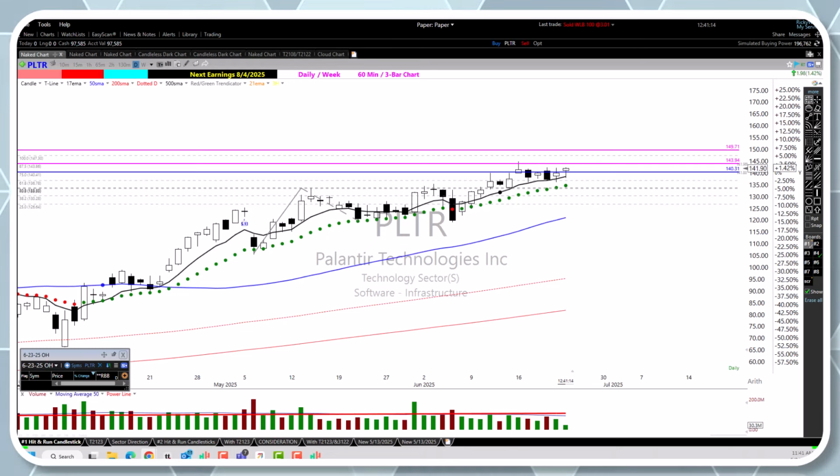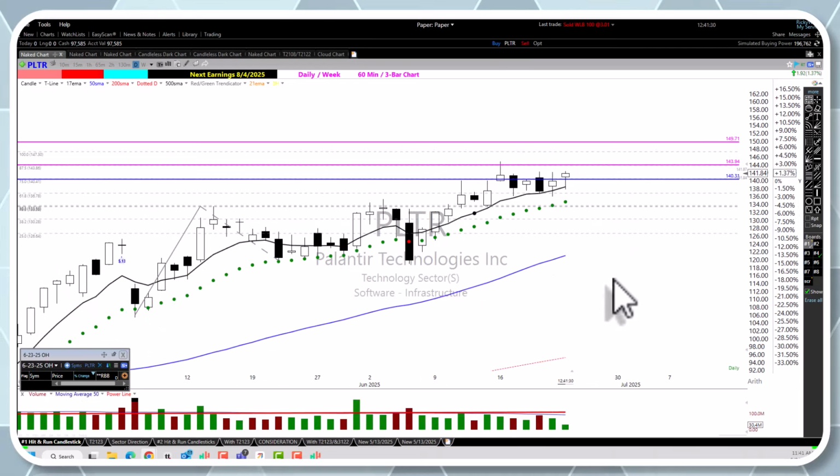Again, if you have the app, you should receive this. If you have the app and you're not receiving this, you might want to delete the app and then reinstall it or something like that. So we're long PLTR. Let me explain a little bit what I'm looking for here.